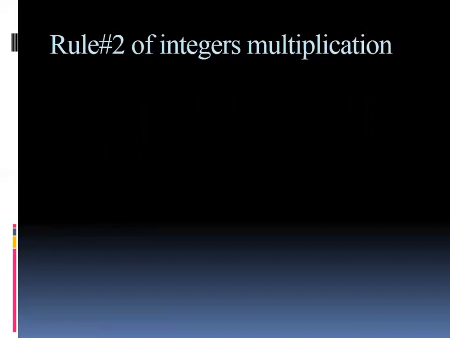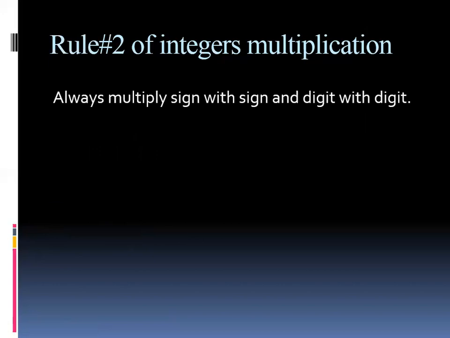Rule number 2 of integers multiplication: always multiply sign with sign and digit with digit. For example, just look at here, minus 4 multiplied by minus 3. What you have to do, you just have to multiply sign with sign and number with number. Okay, so let's do it. Sign with sign, minus minus plus, 4 3s are 12. Yani our answer is plus 12. Okay, correct.